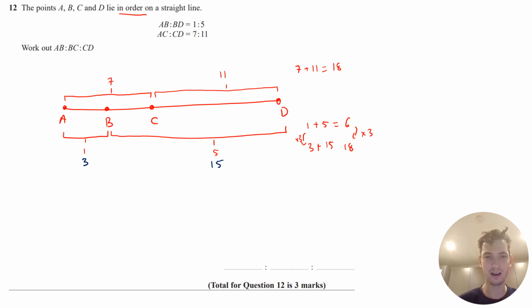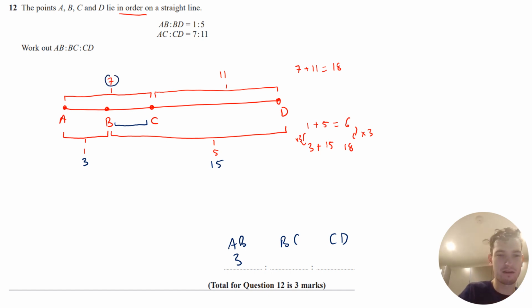So now let's look at AB. So I'll put AB, BC, and CD. Well, what is A to B? A to B is 3. But what about B to C? Let's just draw that on. B to C. Well, I can see that A to C is 7.